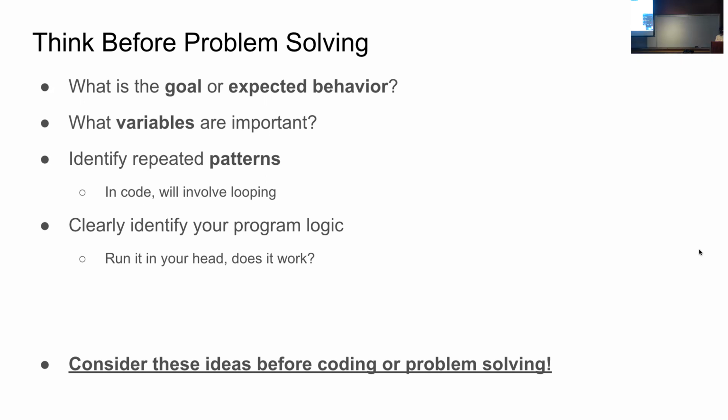So first, think about what the goal or expected behavior is. Once you know your goal, what variables are important for your solution? Once you identify the important variables, you identify the repeated patterns. Usually in the code, this will involve a lot of looping. And then you clearly identify your program logic.